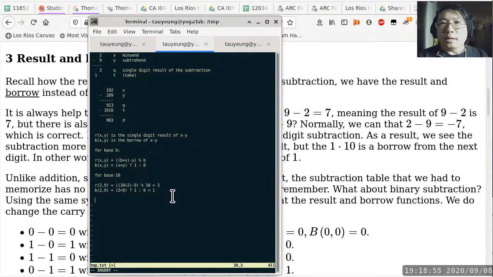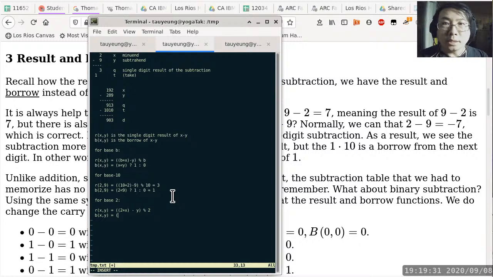So what we're going to do now is to say, well, what about base 2? Okay, let's take a look at base 2. So when we look at base 2, r of x y, I'm going to say specifically for base 2, is just going to be kind of the same thing. So we take the whole thing, we subtract y from 2 plus x, and then we say mod 2.